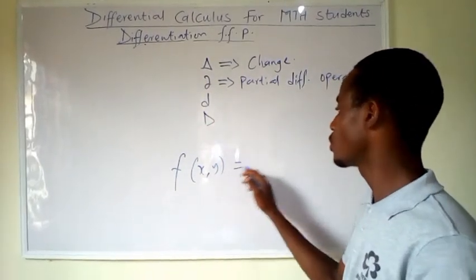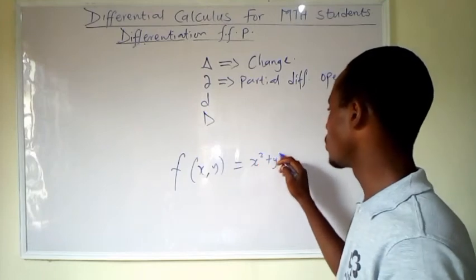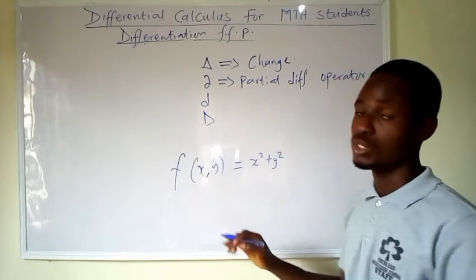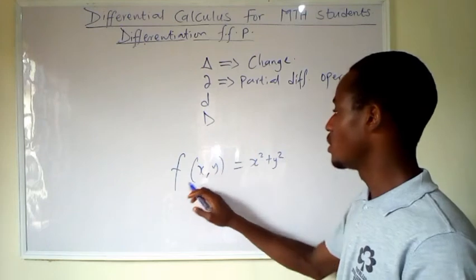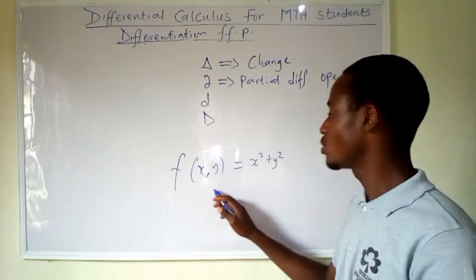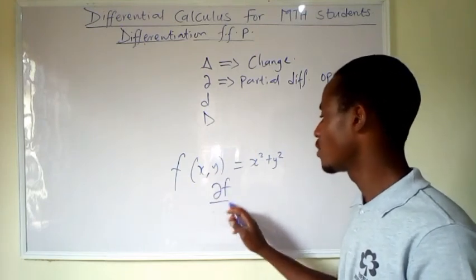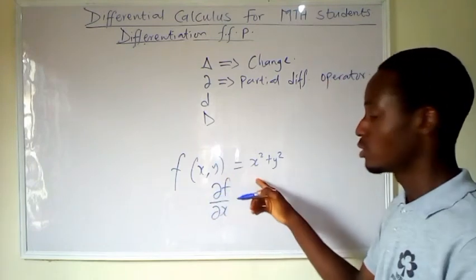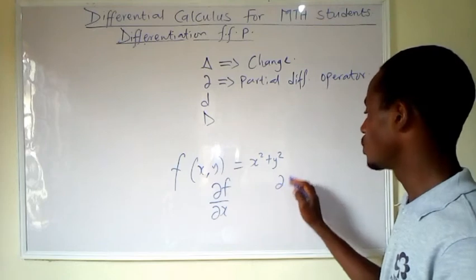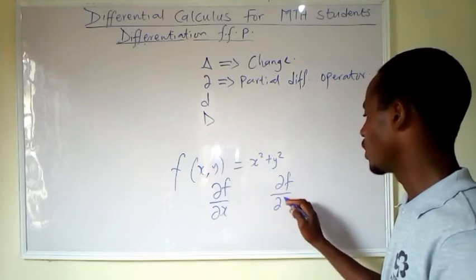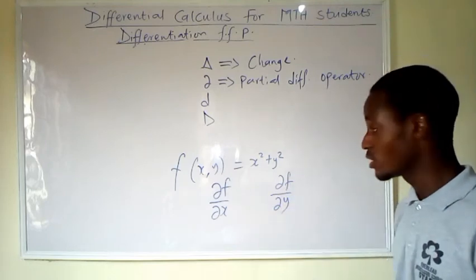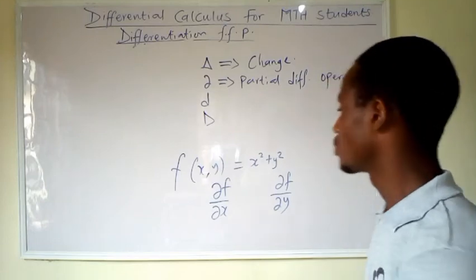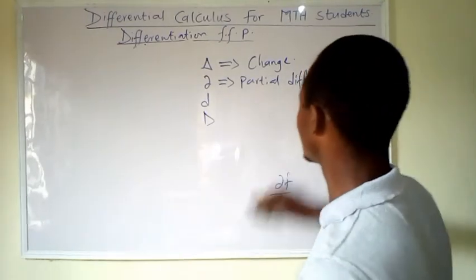So suppose this function is equal to x squared plus y squared, and I'm meant to differentiate with respect to x alone. So the derivative of this function with respect to x will be denoted by df dx, and that of the function with respect to y is going to be df dy. So that is what partial derivative is all about. So now we can actually swing straight to the next one.